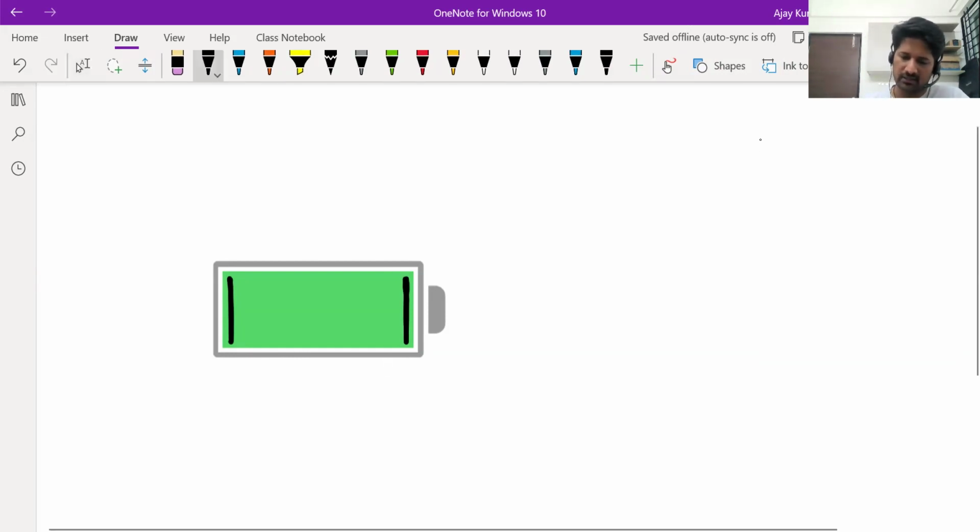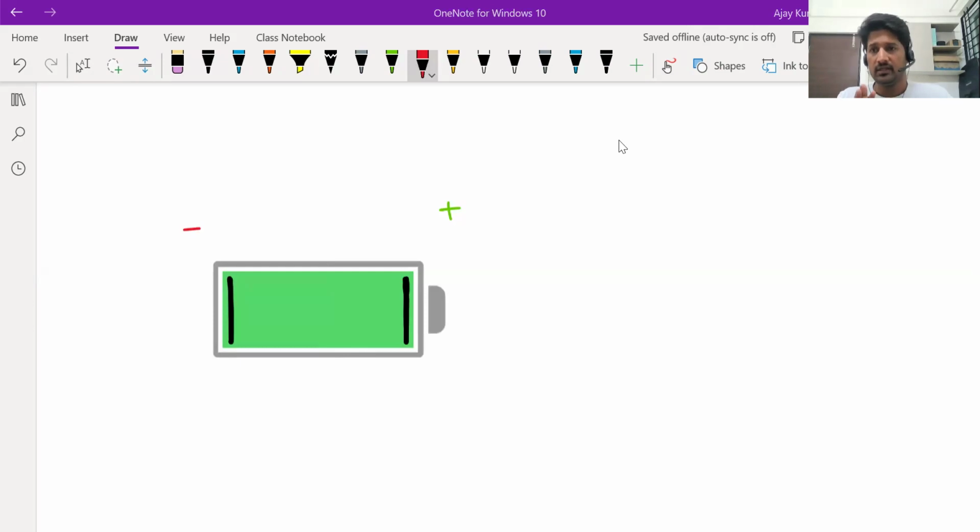So let's say these are the electrodes, and you know the button side is the positive side of the battery. The flat side is the negative side. Positive side is at a higher potential than the negative side. Now don't think that positive side means positive potential and negative side means negative potential. Positive side only represents a higher potential than the other side.